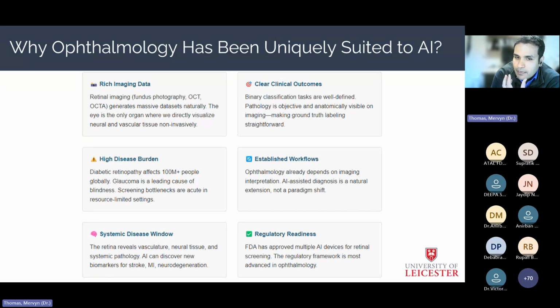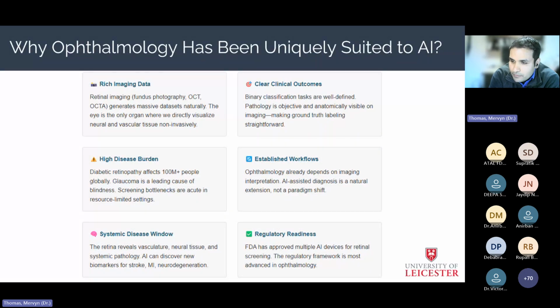Glaucoma is a condition where there is retinal nerve fiber layer damage, which often is due to high pressures in the eye. The fourth thing that is worthwhile thinking about is the retina can reveal systemic pathology. We can detect heart disease, stroke risk, even dementia from eye images.